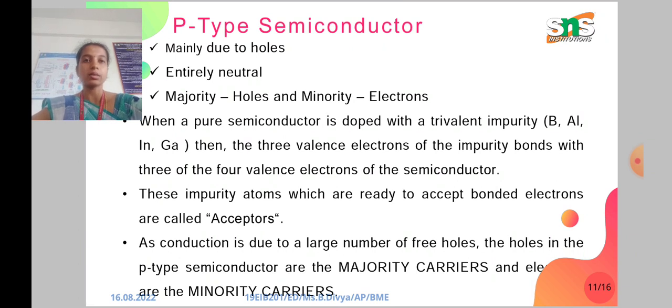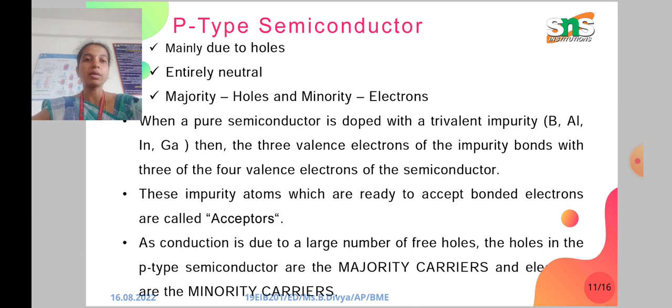P-type semiconductor is mainly due to holes. N-type semiconductor is due to electrons and p-type semiconductor is due to holes. This is entirely neutral, similar to n-type semiconductor. Here the majority carriers are holes and the minority carriers are electrons, whereas in n-type, majority carriers are electrons and minority carriers are holes.